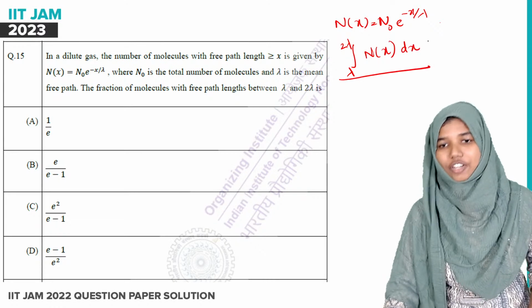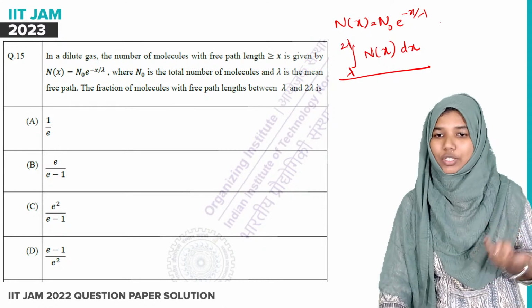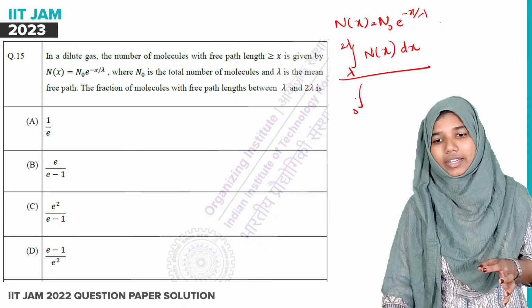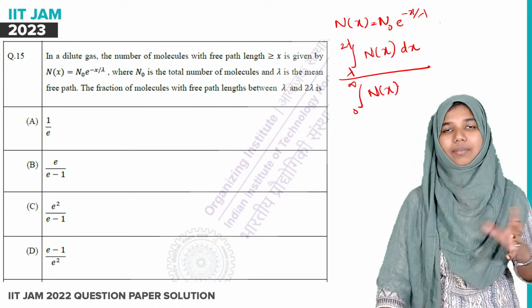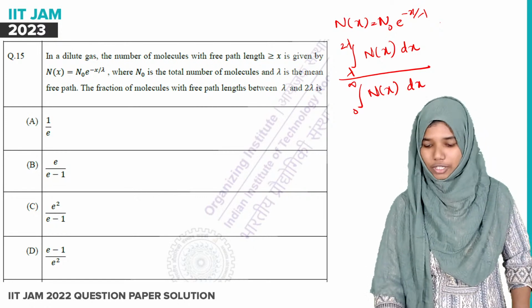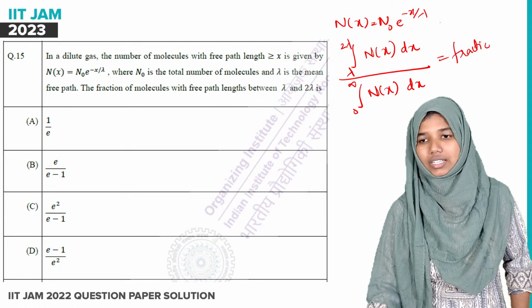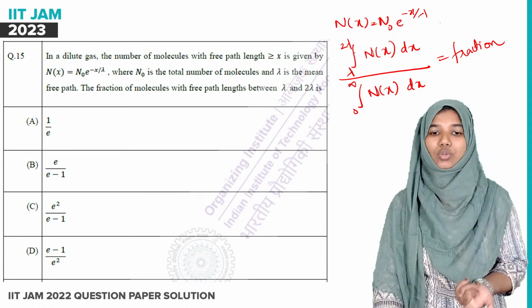Okay, so the fraction of molecules with path lengths between lambda and 2 lambda means the number of molecules with path lengths between lambda and 2 lambda divided by the total number of molecules. Total number of molecules means molecules with mean free path from 0 to infinity. So this is the total number of molecules, and this is the fraction that is asked: the fraction of molecules with free path lengths between lambda and 2 lambda.